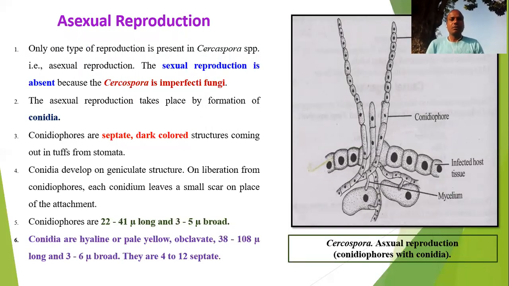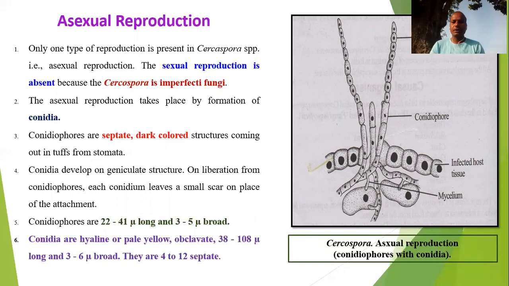Now, dear students, you can see the asexual reproduction. In general, in fungi, two types of reproduction are there: sexual and asexual reproduction. Is it clear? But in this group, only asexual reproduction is there. Why only asexual reproduction? Because the fungus is imperfect, lacking sexual reproduction. The asexual reproduction takes place by formation of conidia.